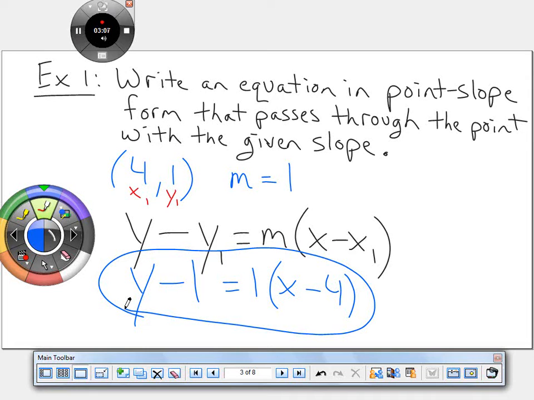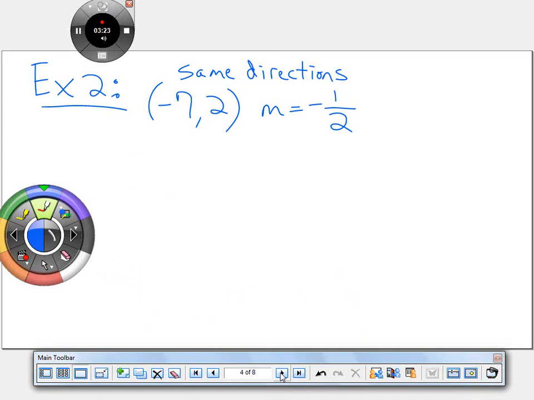You can move things around, which we'll do. We'll try to put it into slope-intercept form or into standard form. But if all you want to do is write an equation of a line, done. It's that quick. You just put the two numbers in there for the x and y, and then you put the slope in. Okay. All right, same exact directions, so I'm going to do the same thing.